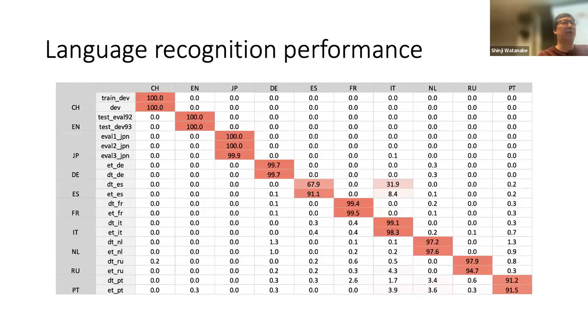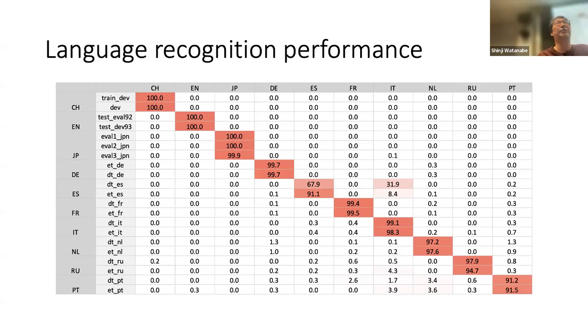And let's check the kind of performance. This is an old result. Probably we should have a better result. But this is the language recognition performance. And the diagonal, higher means the language ID is correctly recognized.